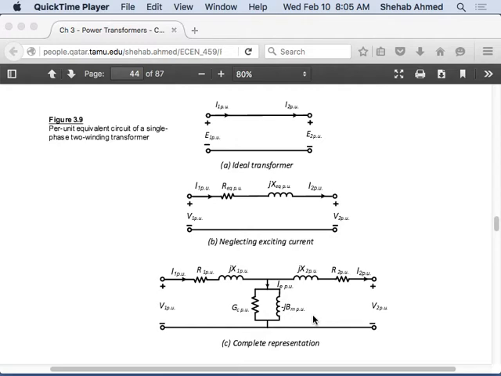So we said that we can represent the ideal transformer in per unit system as nothing but a short circuit, right? You have the primary voltage and secondary voltage, they are equal. Primary current and secondary current, they're equal, only in per unit, right? And then we went through an example where the series impedance of the transformer was given, and we saw that when we look through the primary, the impedance is the same as looking through the secondary.